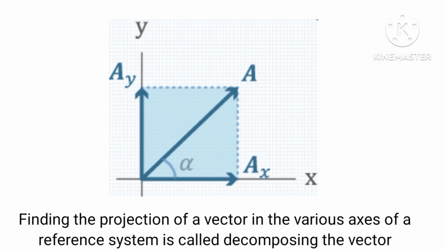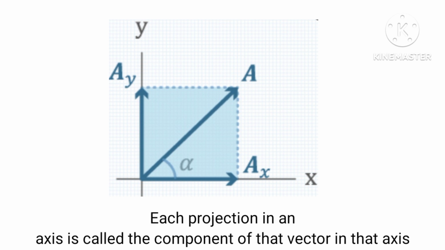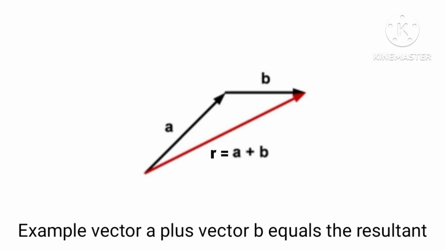Finding the projection of the vector in the various axes of a reference system is called the decomposition of the vector. Each projection in an axis is called the component of that vector in that axis. Example, vector A plus vector B equals the resultant.